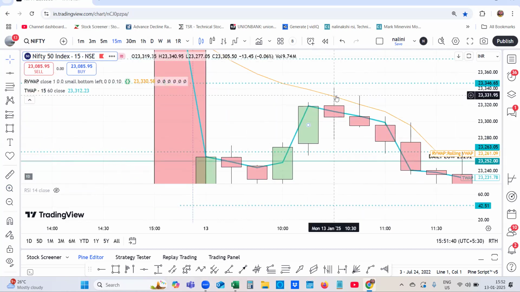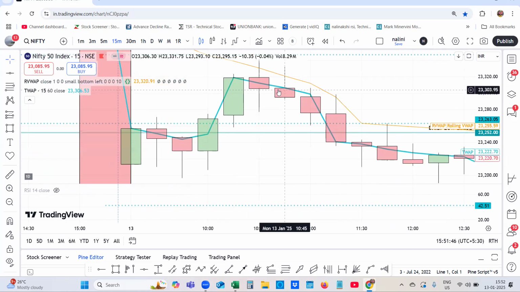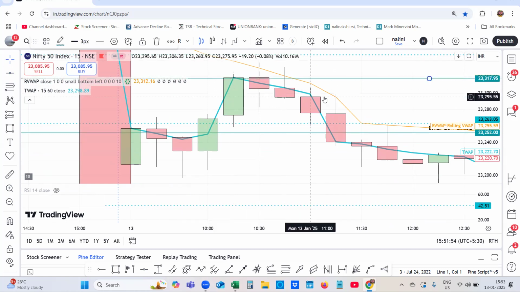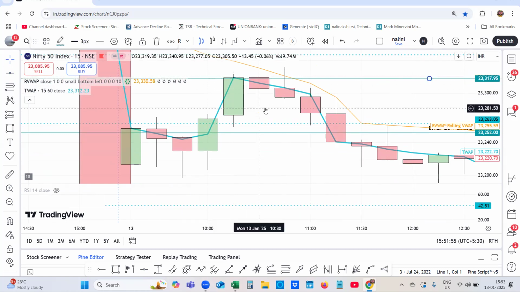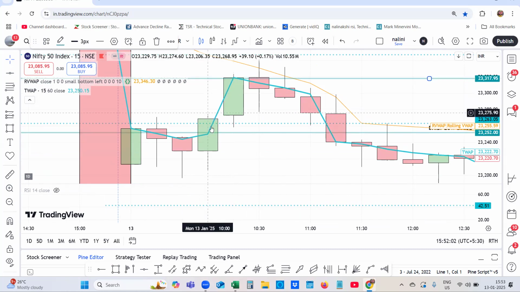The price hits the rolling volume weighted average price and gets rejected. And a second time, you can see, and you can mark this average price over here. There was a bend in the TWAP. When there is a bend in the TWAP, it indicates weakness. The time-weighted average price is showing weakness when it comes to this candle. So it is a weakness.